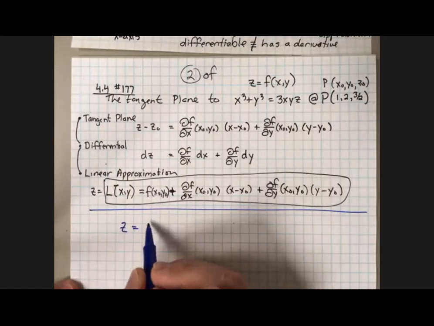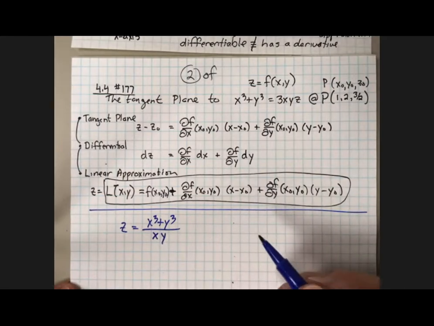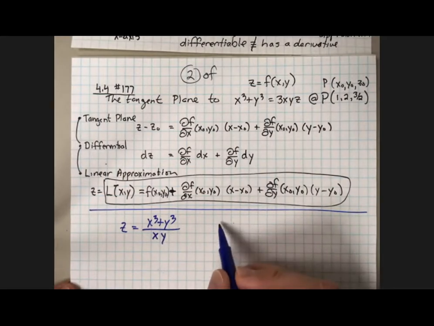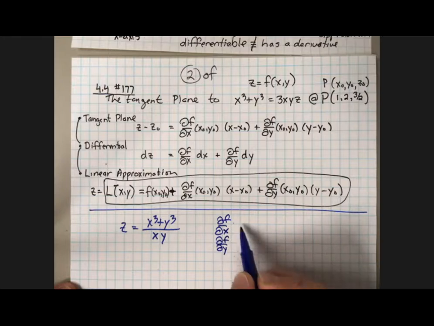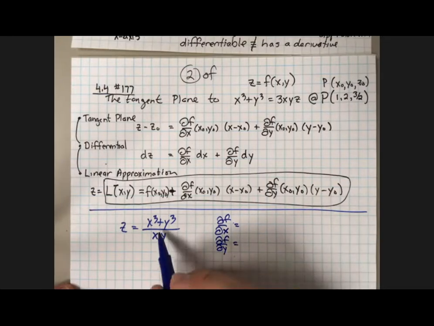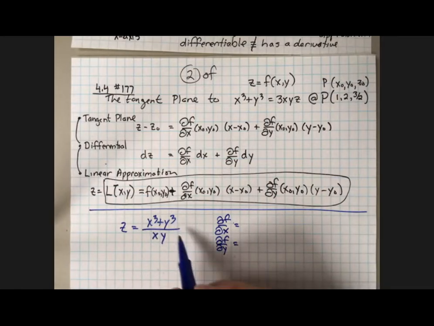in this problem. So we say x cubed plus y cubed over xy. And now I have to create the partial f partial x and partial f partial y. I want to do this for you. I could simplify this possibly by creating two fractions. That might be easier to look at, but I want to do this for you as you see it with the quotient rule. Let's do partial f partial x with the quotient rule.